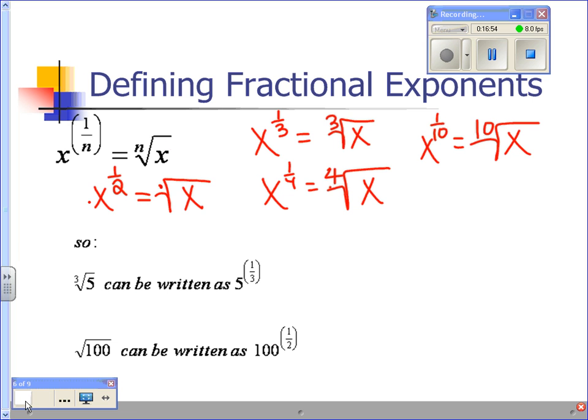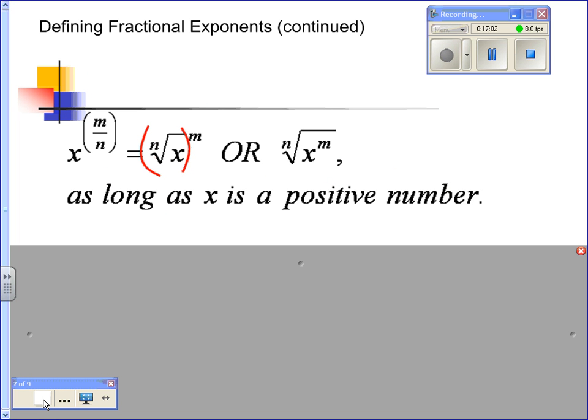If you look back, x to the 1 is just x. Okay. You can only do this as long as x is a positive number. So if you have this, you can't do that because negative 2 is not positive.